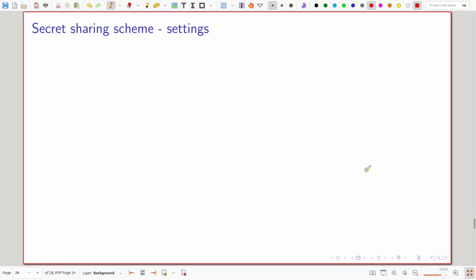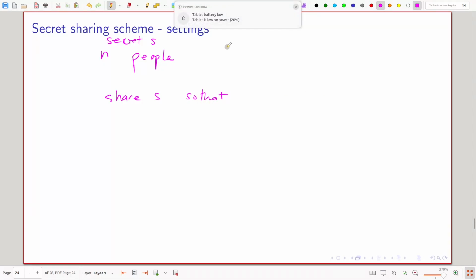All right. So we do a secret sharing scheme. In practice, the setting is this. You have n people, and you have a secret s that you want to share, and there is some other number called k. Okay, k has to be at most n.